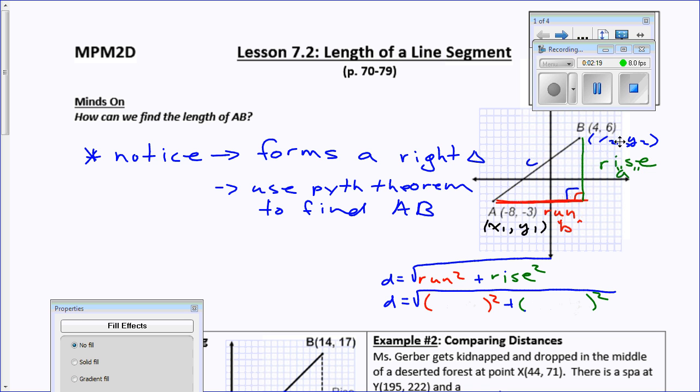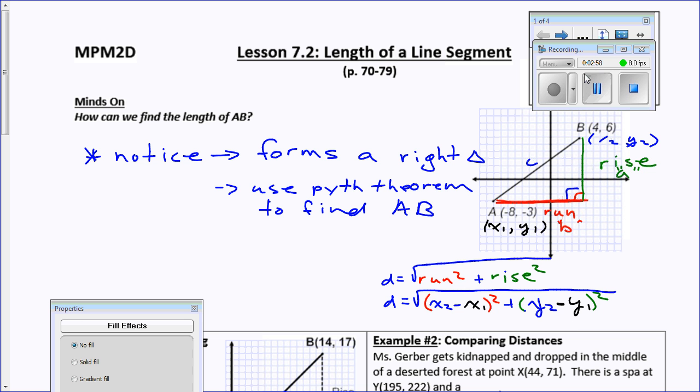Now if this is x2 and this is x1, that means the distance between here and here is x2 minus x1. And the same result will happen for our y values. If this is y2 and this is y1, that means the distance from here to here is y2 minus y1. So the distance for any line segment can be written as this equation: d is equal to the square root of run squared plus rise squared, or d is equal to the square root of the differences of the x's and the y's.